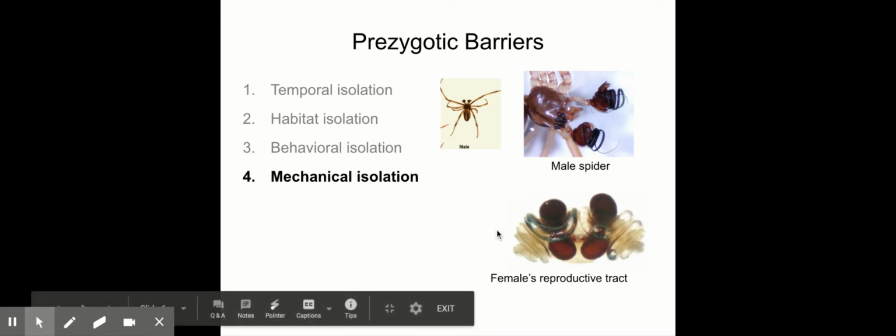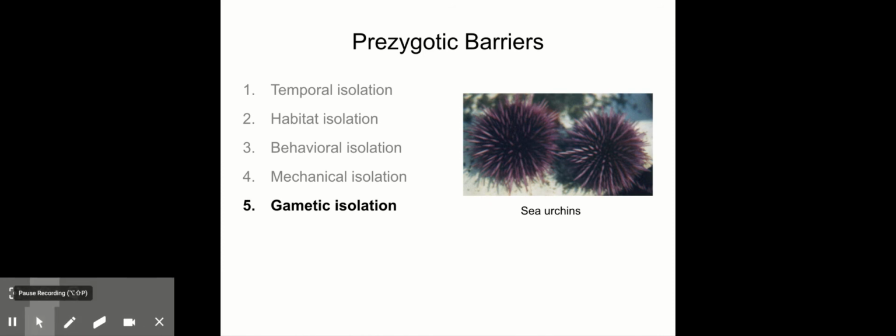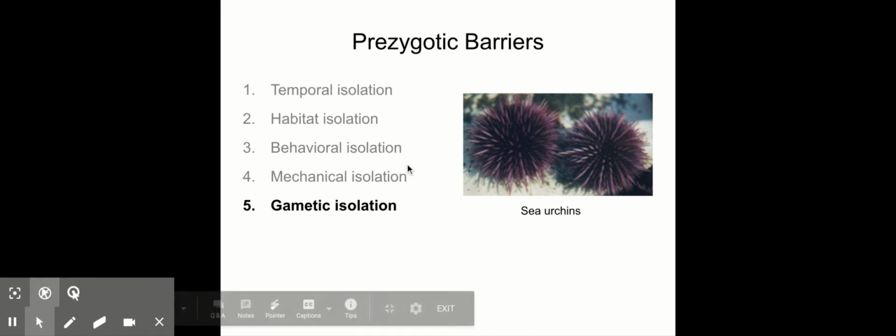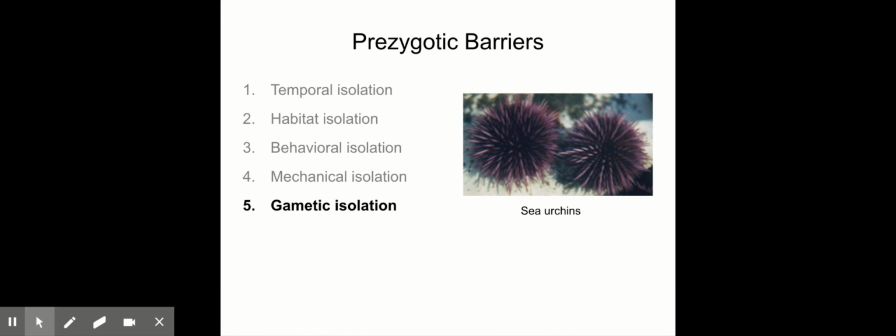We also have gametic isolation. This occurs often with species who do not physically contact each other to mate. Examples are sea urchins. You can just look at these sea urchins, and it's not hard to imagine why getting really close to each other is not going to be a very comfortable situation. They've got all those spines protecting them.